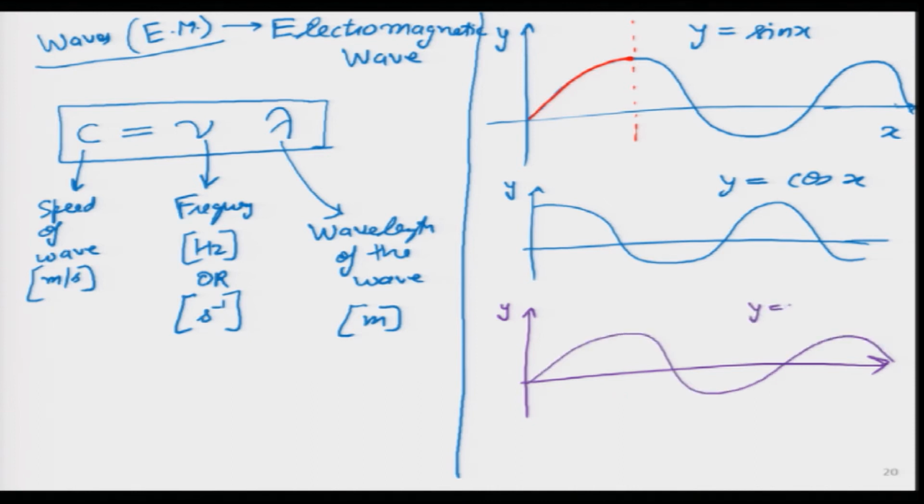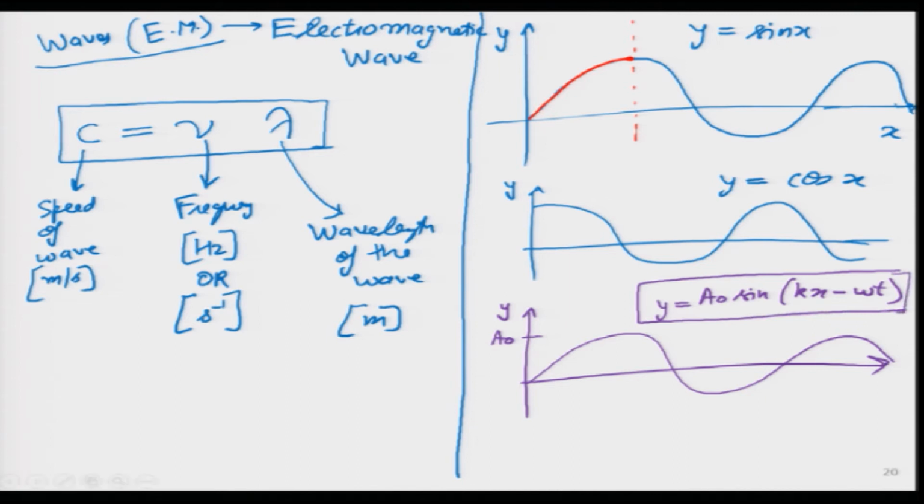So, if I put a time component as well, I first put the amplitude A naught over here, then I can say, maybe I will write a little bit on the left side. So, this purple wave I can say y equals A naught, which is the amplitude, sine of kx minus omega t. Now, we can see this wave is actually moving, isn't it? And it depends on two values, k and omega, which means after some time this wave is going to be over here.